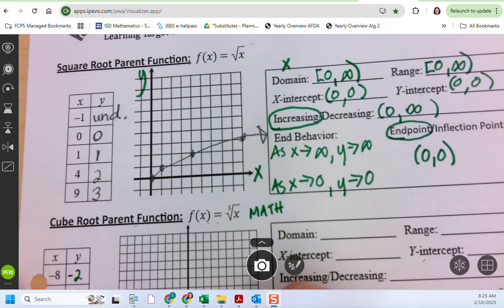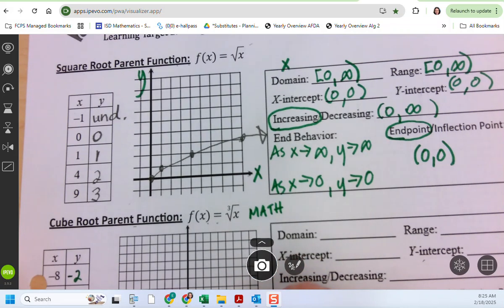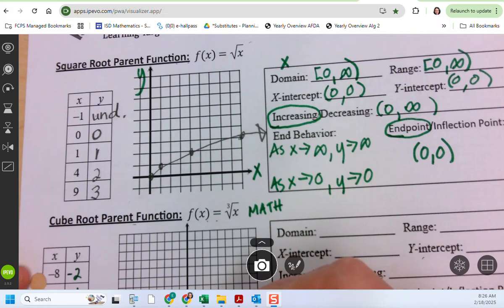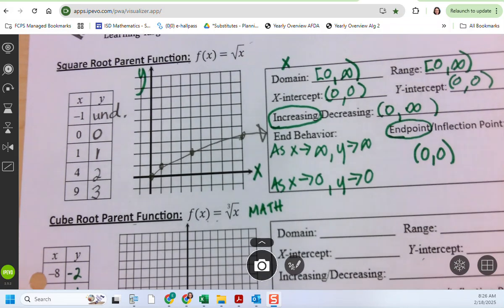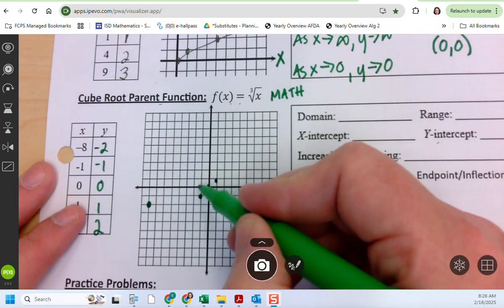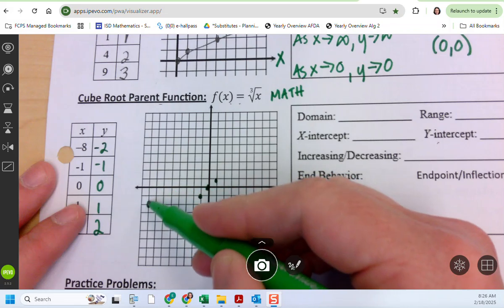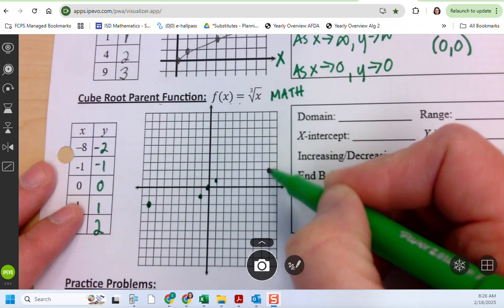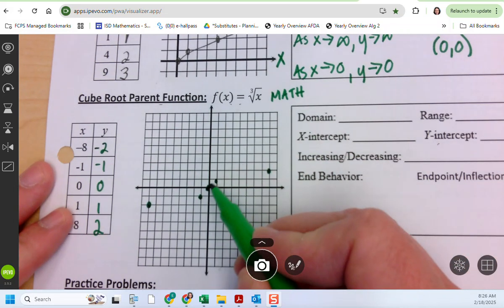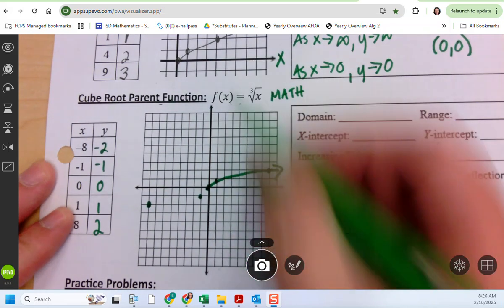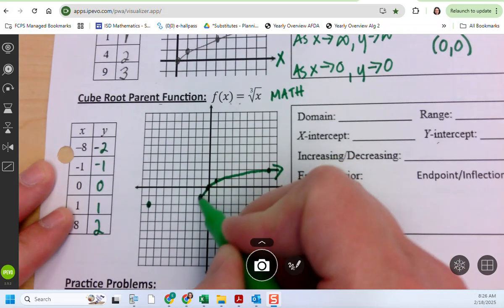So here's my 0, 0 in the middle, -1, -1, and then -8, -2. And then over here, 1, 1. Oh, yeah, sorry. So that was 0, 0, -1, -1, and -8, -2. Then over here is 1, 1, and 8, 2. And so this one makes kind of like a flatter rainbow than the rainbow we got out of the square root function. And then this one's upside down.